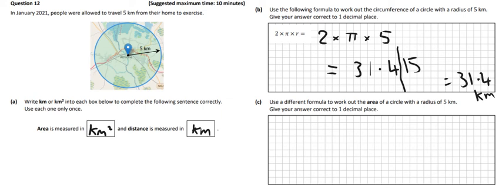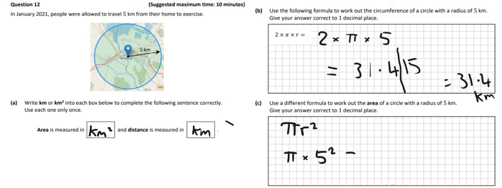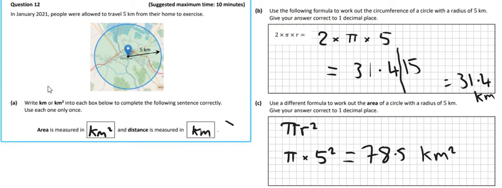Part C, use a different formula to work out the area of a circle with radius of 5 kilometers. Area then is pi r squared. So pi multiplied by whatever the radius is squared, and the radius is the same, it's going to be 5. So you can just put that into your calculator again, press the pi button on your calculator, and then press times and 5. So we're getting 78.5. So that's rounded off again to one decimal place. And then area this time, it's going to be in kilometers squared or square kilometers.